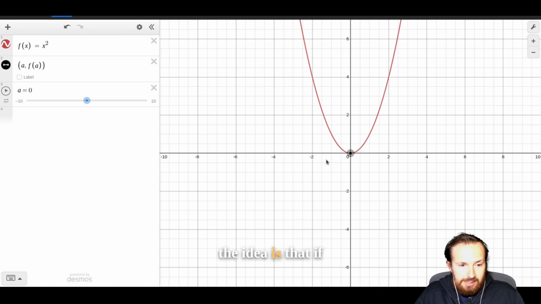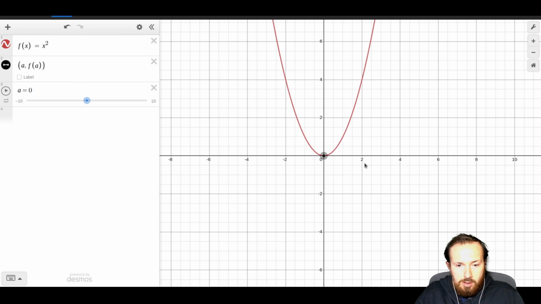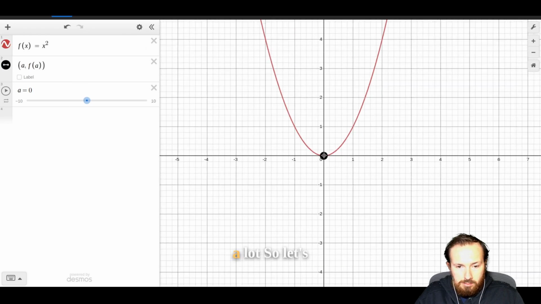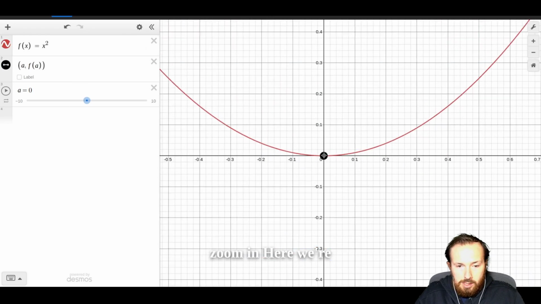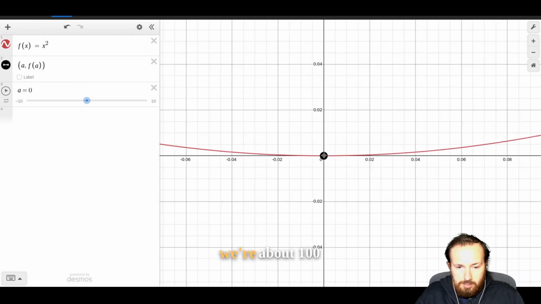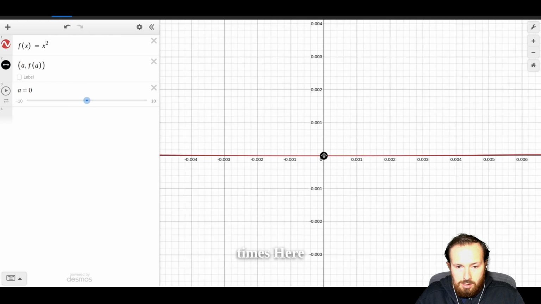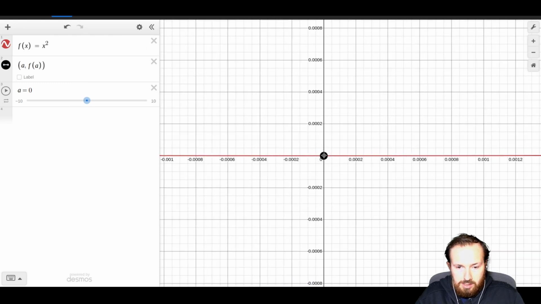Basically, the idea is that if we zoom in really, really close, any curve is going to start looking more and more like a straight line. And then we can just take the slope of that straight line and say that's the slope at that point, or that's the derivative at that point. So, for example, around the point 0, 0, you can see what happens if I zoom in a lot. So let's zoom in. Here we're zoomed in about 10 times. Here we're about 100 times. Here we're zoomed in about 1,000 times, 10,000 times. Basically, we zoom in a lot.